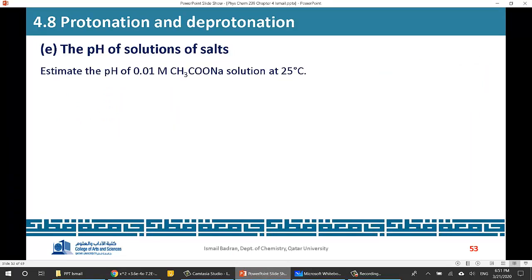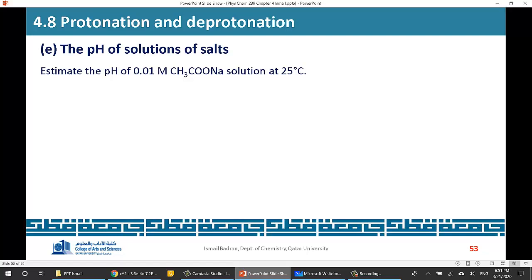Okay, so there is a question here that says estimate the pH of 0.01 molar sodium acetate. This is not an acid. It's not a weak acid. Sorry, this is a salt. It's not a weak acid. It's not a weak base. It's just a salt. It's a salt that is forming from acetic acid and sodium hydroxide.